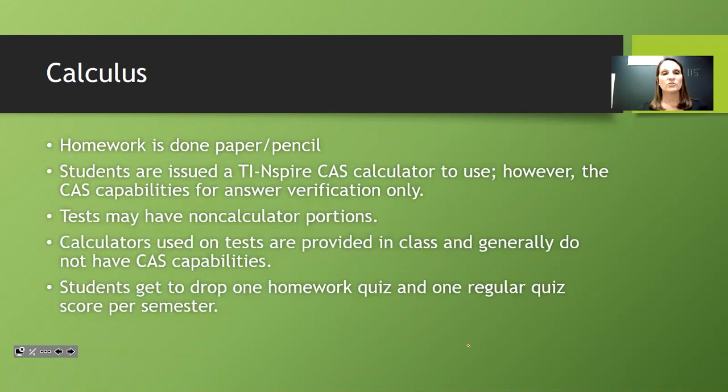At the end of each semester, students do get to drop one homework quiz and one regular quiz score. Once they have 3 quiz grades in, they can drop their lowest. And then once they have 6, they can drop the lowest one of each kind.